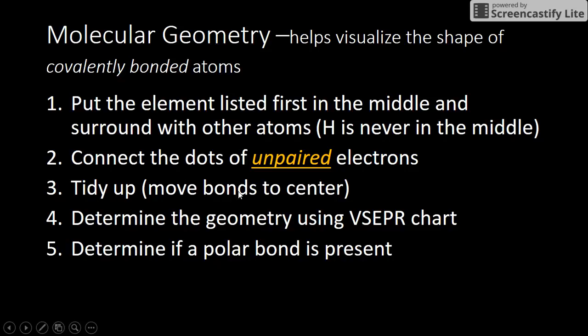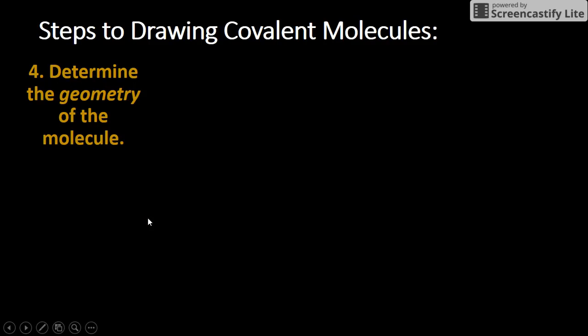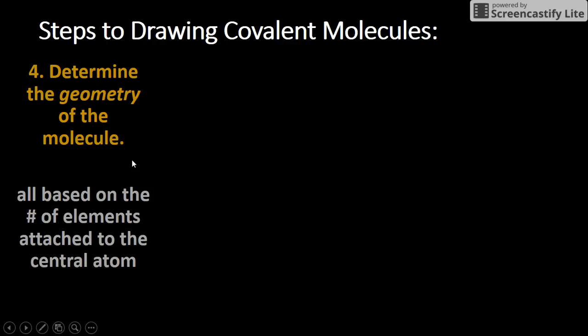You tidy up, move those bonds around so that it looks a little neater, and you can determine your geometry using the VSEPR chart. Also, you want to determine if there's a polar bond present, which you use electronegativities. To determine the geometry of a molecule, you're going to want to base it on the number of elements attached to the central atom. If there are two atoms attached to a central atom, it could be one of two things.